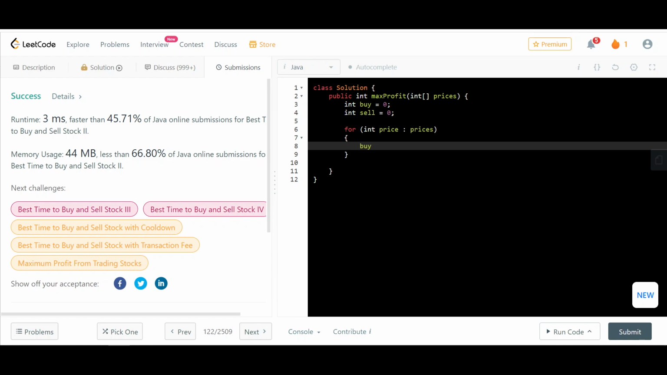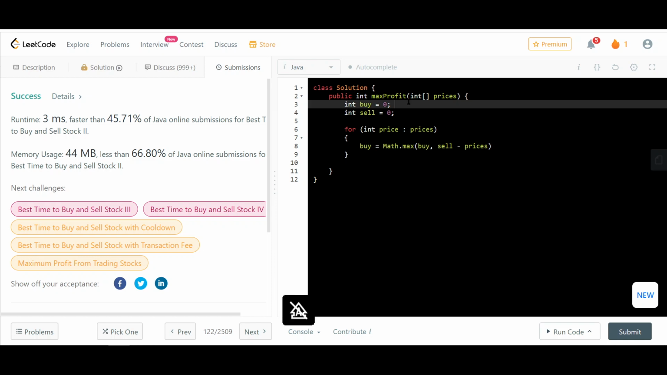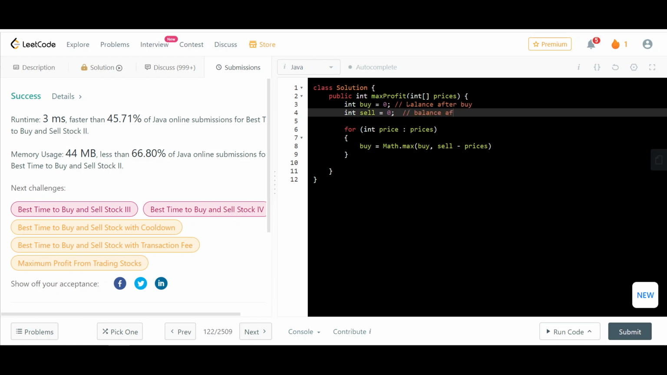What will be your balance after you buy something? Your balance will be minus of price. And because it's negative, you'll want to maximize it. So it will be something like Math.max of buy, and then whatever was... if you think about it, what this means is balance after buy, right? And this is the balance after sell.